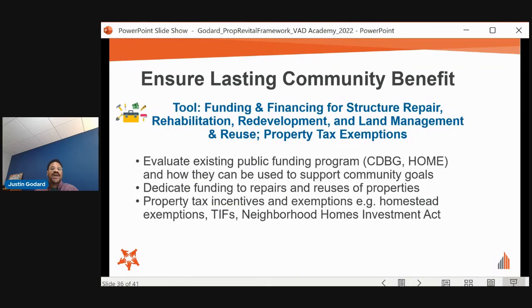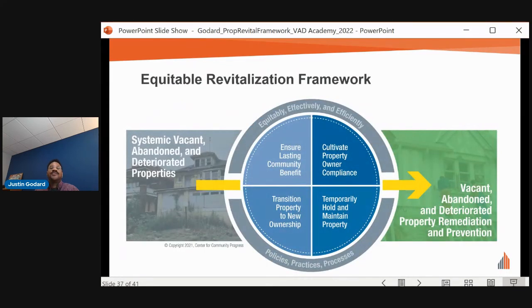Local governments should consider how they are spending their current resources and whether those funds are adequately advancing community goals. They may also consider dedicating available funds to support building repairs and imaginative reuses of bad properties. So all of these elements, implemented in an equitable, efficient, and effective manner, can maximize community benefit and foster strong, equitable communities where bad properties no longer exist.